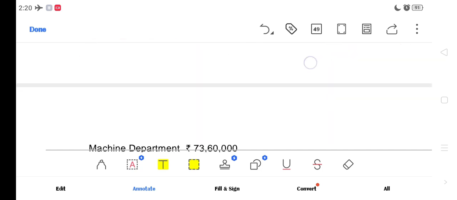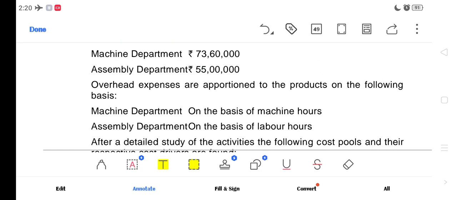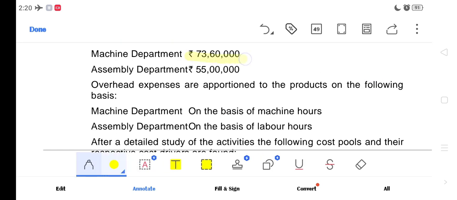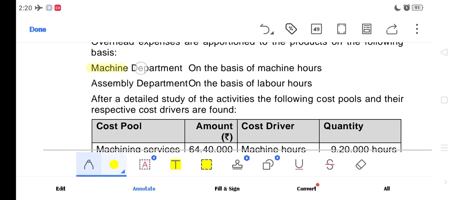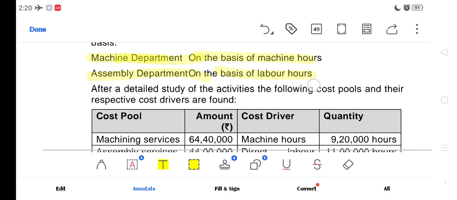Okay, now just a minute. What is the other information they have given? Machine department 73 lakh 60,000, and assembly department 55 lakh, and overhead expenses are apportioned to the products on the following basis. Machine department on the basis of machine hours, and assembly department on the basis of labor hours. Remember this point while calculating, on what basis you have to take. They don't give information, they have already given here, no? So you have to consider this.